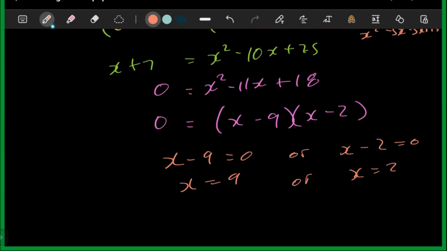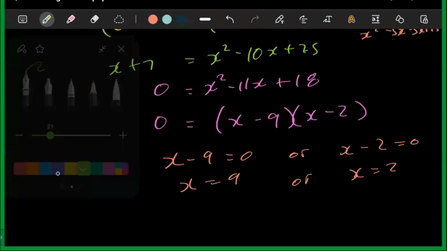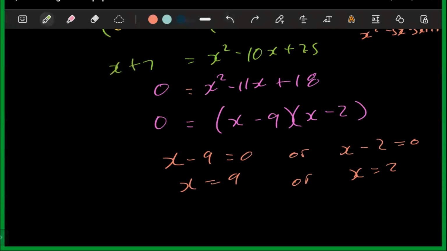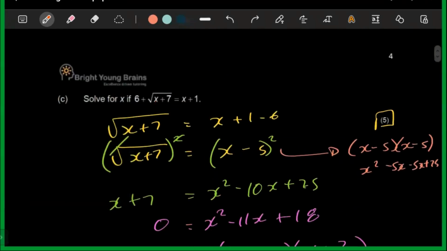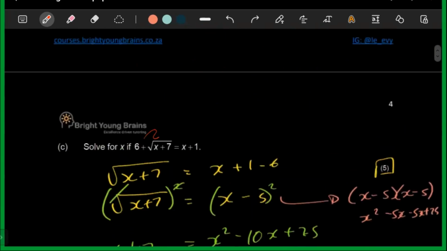The thing is, anytime you have stuff under a square root, always test out your answers, because usually one of them doesn't work. And this is something you always hear me say. So if you try out, let's try 9. 9 plus 7, that's going to be 16. Square root of 16 is a 4. 4 plus 6 is a 10. And 9 here plus 1 is also a 10.